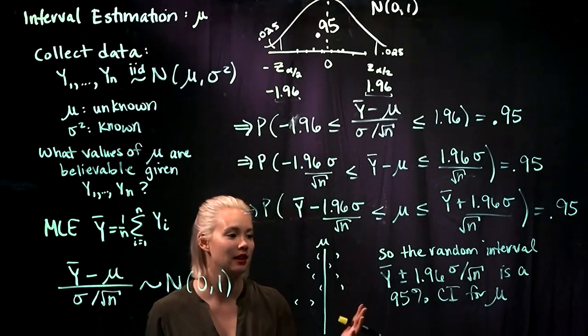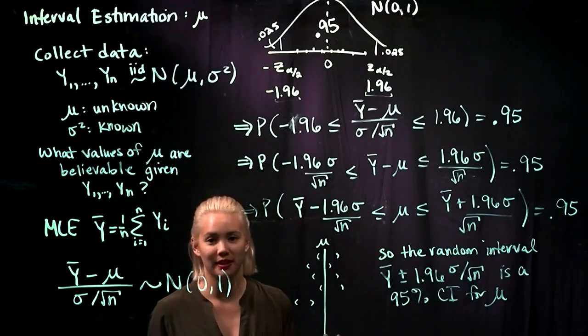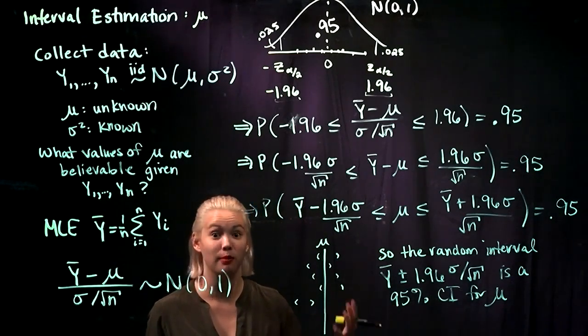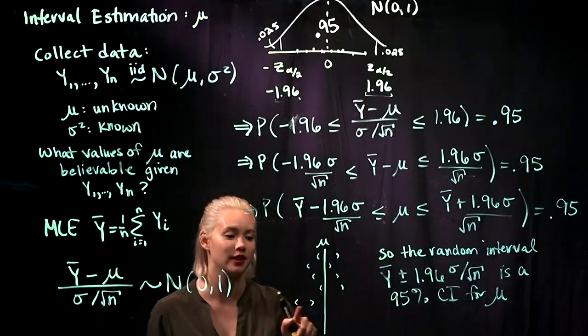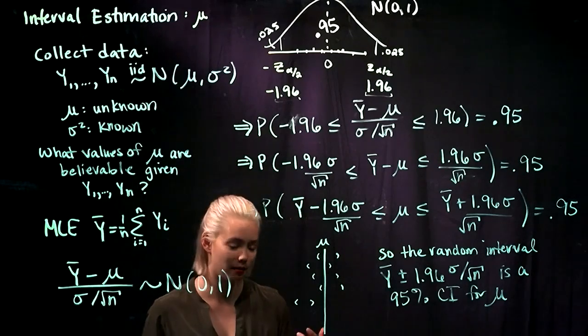So maybe this is comforting to you because 95% is a pretty good chance, or maybe it's not comforting because 5% of the time you're going to be creating confidence intervals that do not contain the true mean, and you won't know when it's happening.